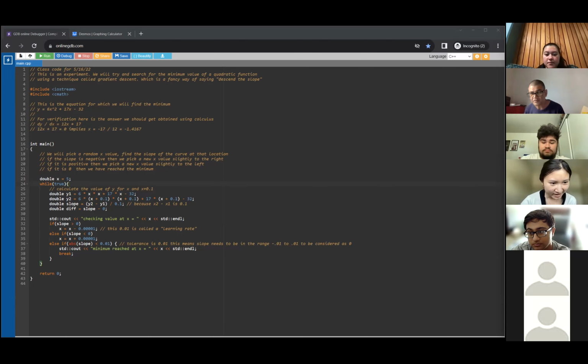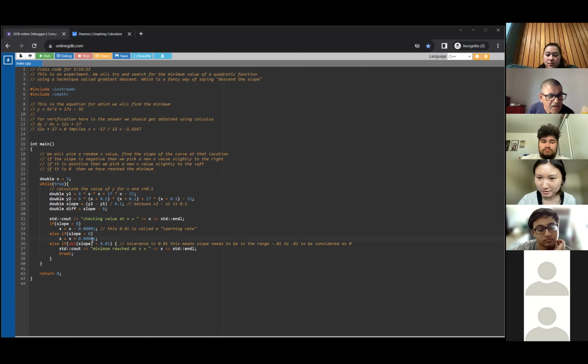Yeah, sure, Kiki. So on line 29, the double diff is slope minus 0. Like, what does this mean? Like, line 29. Slope minus 0, yeah. I'm sorry, get rid of that line. We don't need line 29. Kiki, thank you for pointing that out.